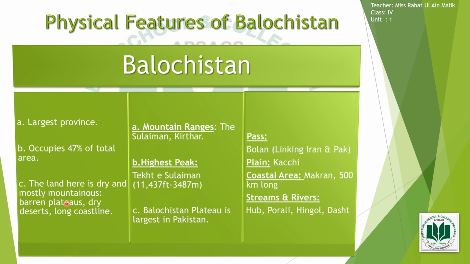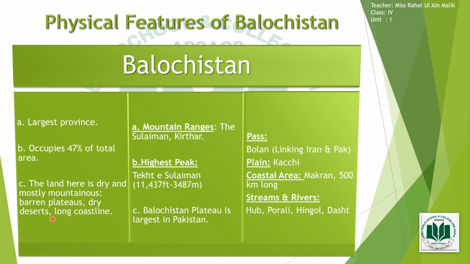Now we talked about Baluchistan being mountainous. So the mountain ranges to be found here are the Suleiman Range and the Kirthar Range. I'm repeating, the Suleiman Range and the Kirthar Range. And the highest peak to be found is Takhte Suleiman. Takhte Suleiman is the highest peak in the Suleiman Range, and it is 11,437 feet high, and in meters it is 3,497 meters high, right?